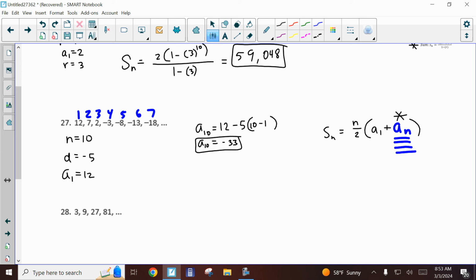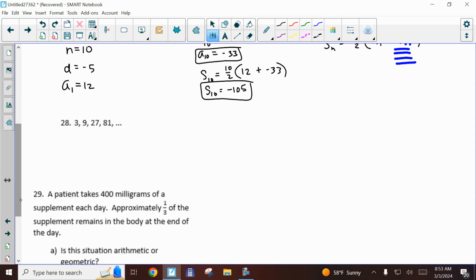That's important because that's the number we have to use in this spot. So now I can actually do the formula. The formula for the sum of the first 10 numbers is going to be 10 divided by 2, times the first number, which was 12, and then we have to add the 10th number, which we found was negative 33. You type all that into the calculator, and you find that the sum of the first 10 numbers is going to equal negative 105.